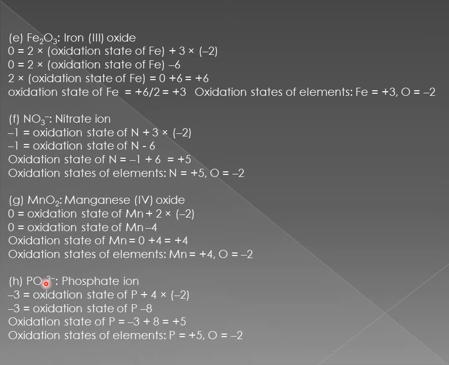Phosphate ion, PO4 3-. -3, this is the charge of the species, equals the oxidation state of phosphorus, which we need to find, plus 4 times -2 of oxygen, which is -8. Move to the other side, it will be +8 minus 3, equals +5. So phosphorus is +5 and oxygen -2.